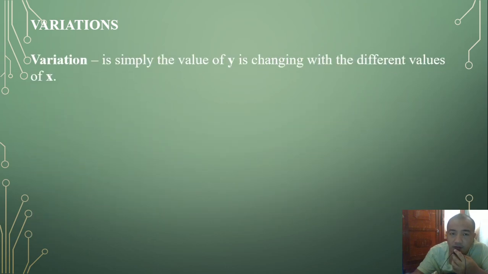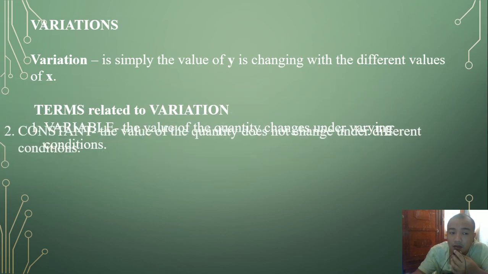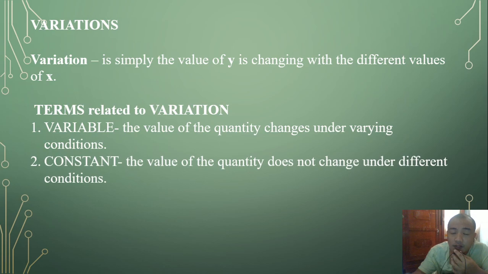So variation is simply the value of y that is changing with the different values of x. And these are the terms related to variation. Number one is the variable. Variable is the value of the quantity that changes under varying conditions. And number two, constant. It is the value of the quantity that does not change under different conditions. Yung variable pwedeng mag-change, pero yung constant, it does not change.